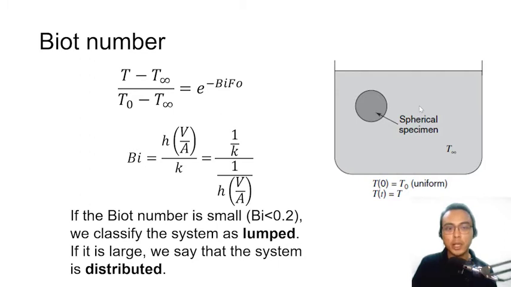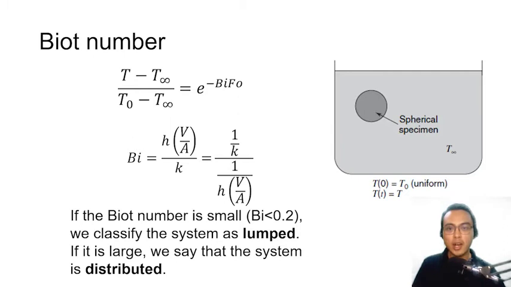Mathematically speaking, we can classify systems as either lumped or distributed by the value of the Biot number. If the Biot number is relatively small, that is, less than 0.2, we classify the system as lumped. If it is 0.2 or larger, then that is already a distributed system. Okay? And our solutions for the lumped and distributed systems are different.